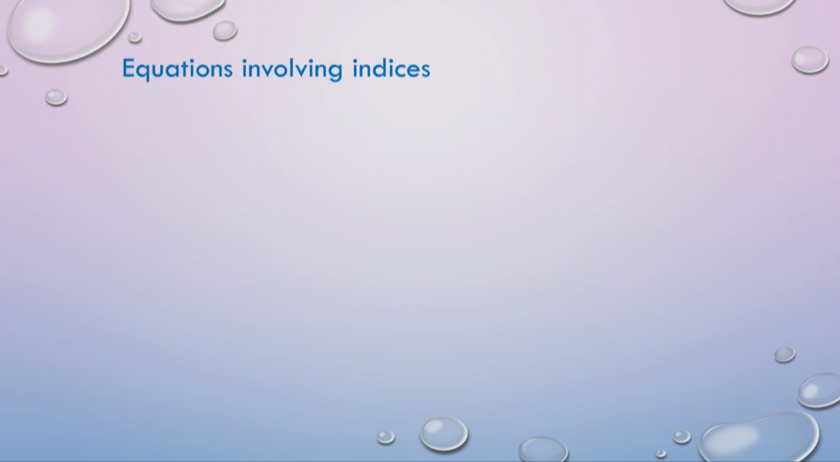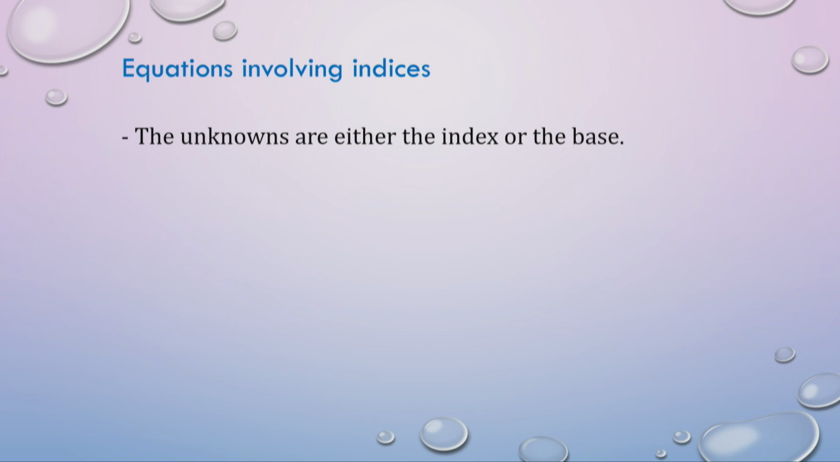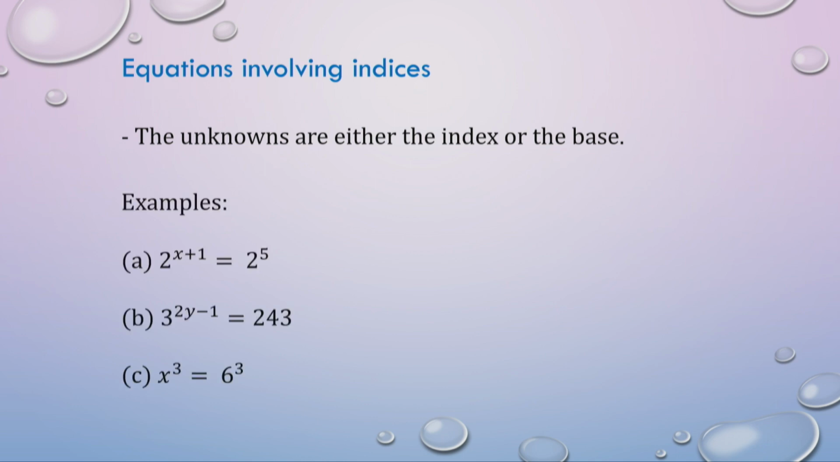So let us start. What are equations involving indices? The unknowns are either the index or the base. Here are some examples of equations involving indices. So you can see in part A, the unknown is the index, whereas in part C, the unknown is the base. So how are we going to solve such type of equations?